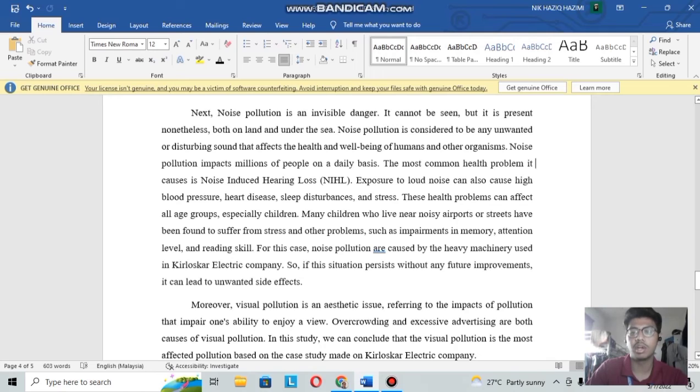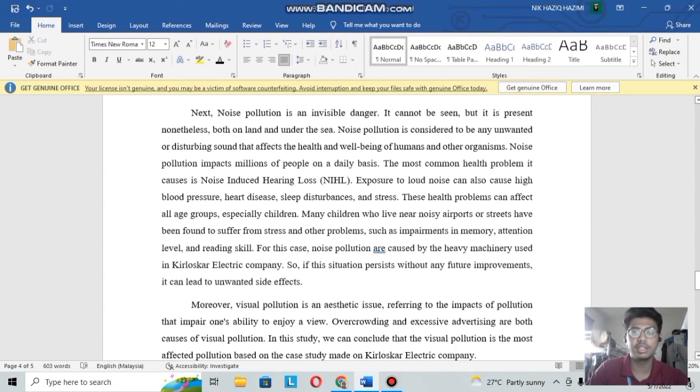The most common health problem it causes is noise-induced hearing loss (NIHL). Exposure to loud noise can also cause high blood pressure, heart disease, sleep disturbances, and stress. This health problem can affect all age groups, especially children. Many children who live near noisy airports or streets have been found to suffer from stress and other problems, such as impairments in memory, attention level, and reading skill.